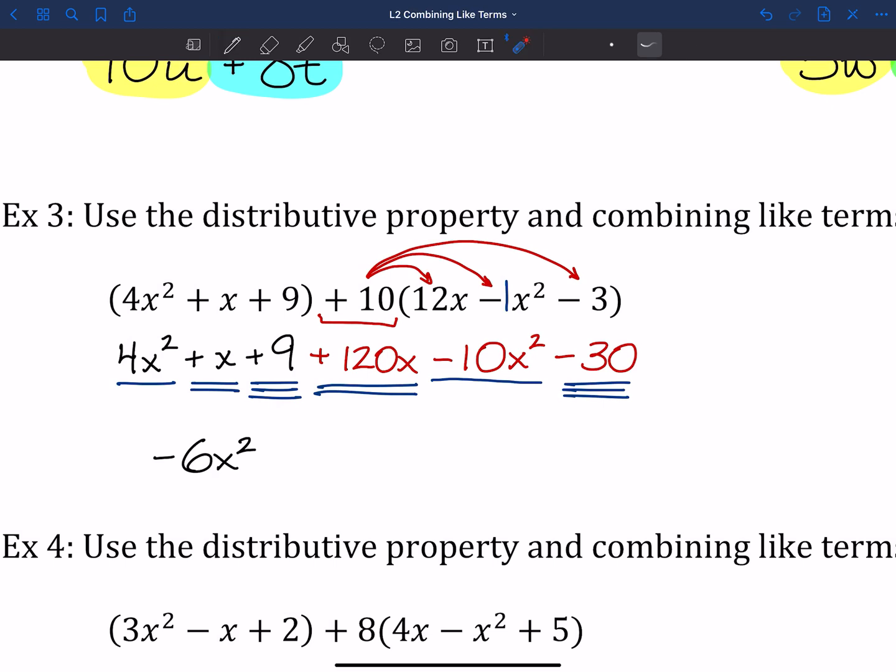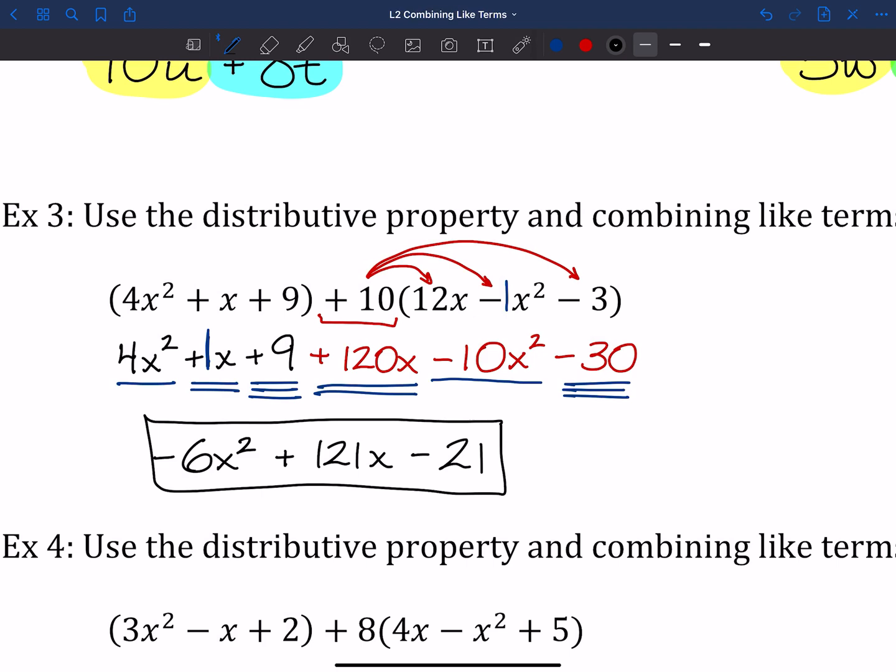After that, I've got this plus x and this plus 120x. So there was 1x right over there. Remember that does have a 1 in front of it. So if I had a single x and I added 120 more, I've got 121x. Last but not least, I've got this 9 and this negative 30. So if I had 9 and I subtract 30 from it, I'm going to end up at negative 21. And this is what we're looking for. Ding.